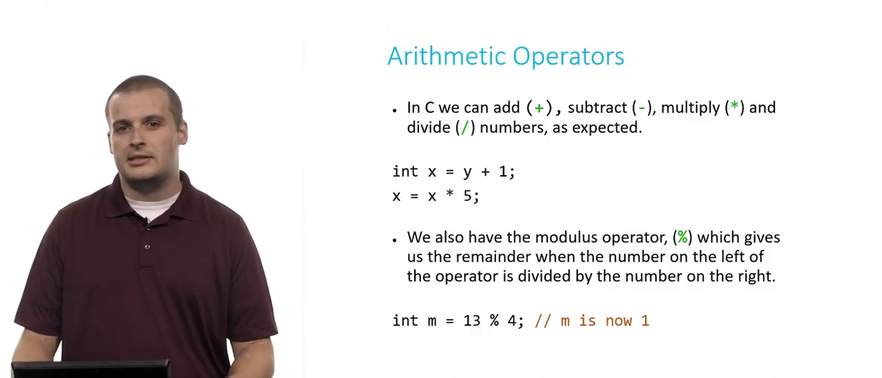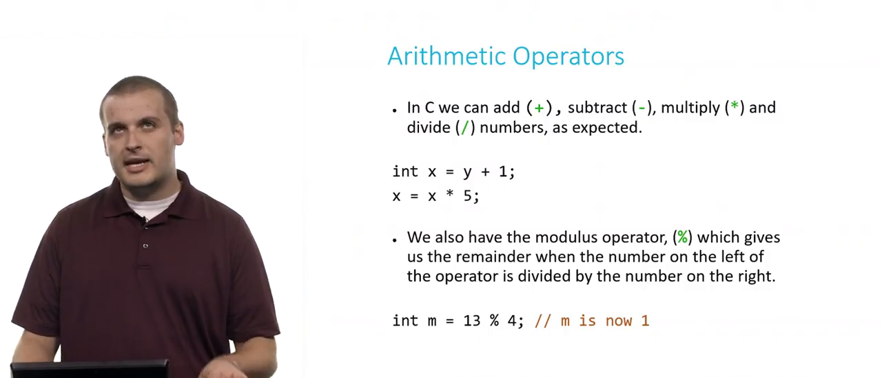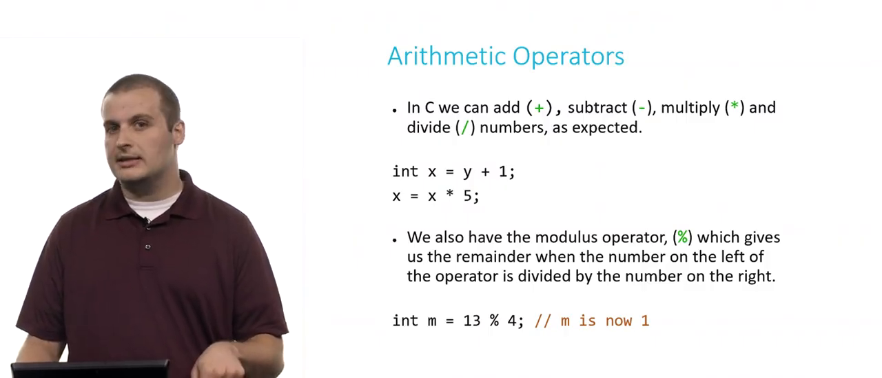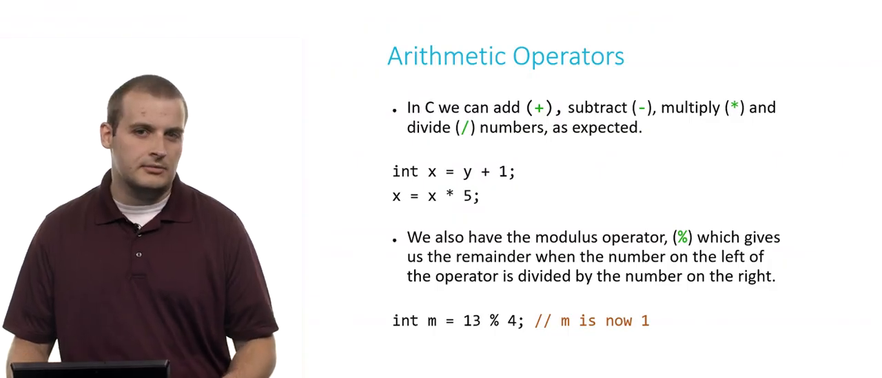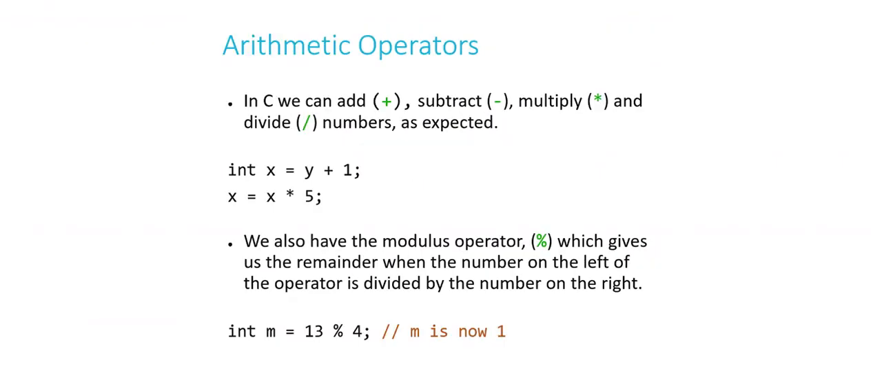x equals x times 5. Well, before we executed this line of code, x was 11. So what is the value of x after this line of code? Take a second. So x equals x times 5. x was 11, so x equals 11 times 5, or 55. So if you said 55, you'd be right.